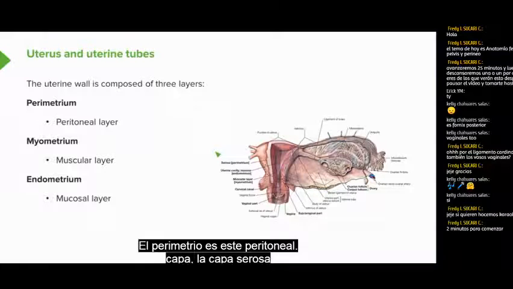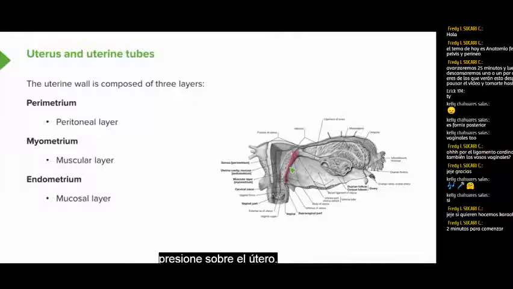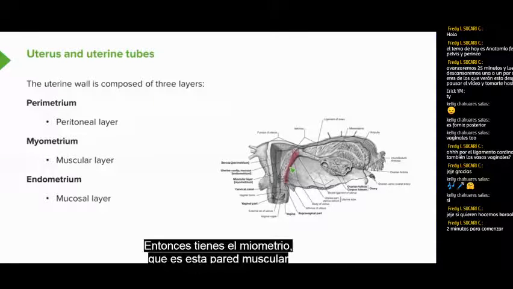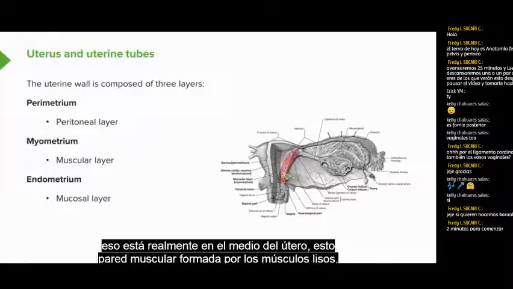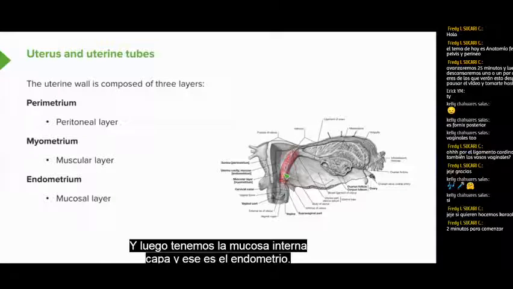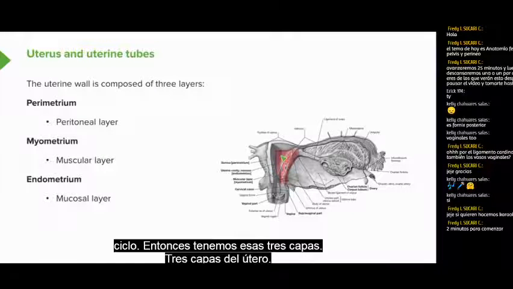Tres capas. Yeah. The perimetrium is this peritoneal layer, the serous layer on the outside of the uterus. That's the layer that you'd touch if you were to press on the uterus. You then have the myometrium, which is this muscular wall. That's really in the middle of the uterus, this muscular wall made up of smooth muscle. And then we have the inner mucosal layer, and that's the endometrium. And this is the layer that typically sheds during the menstrual cycle. So we have those 3 layers of the uterus.